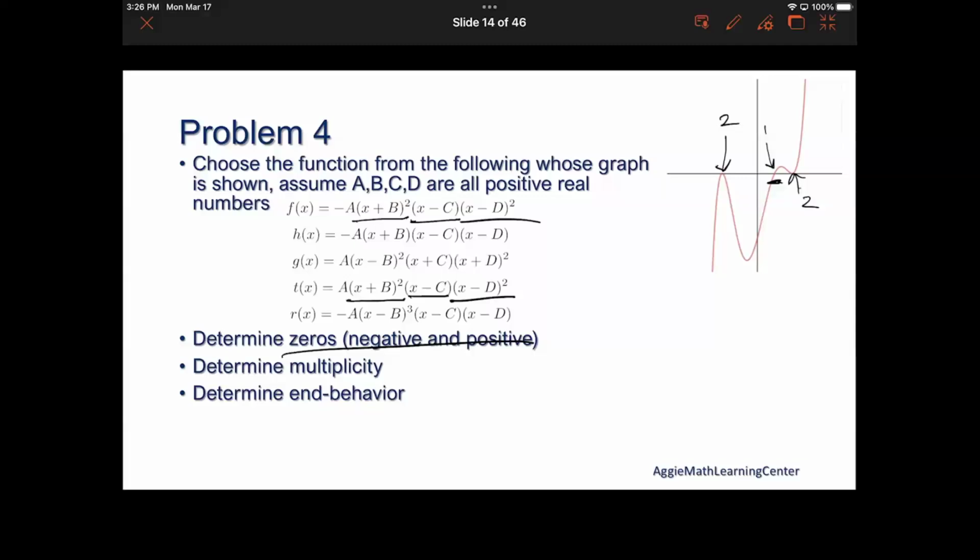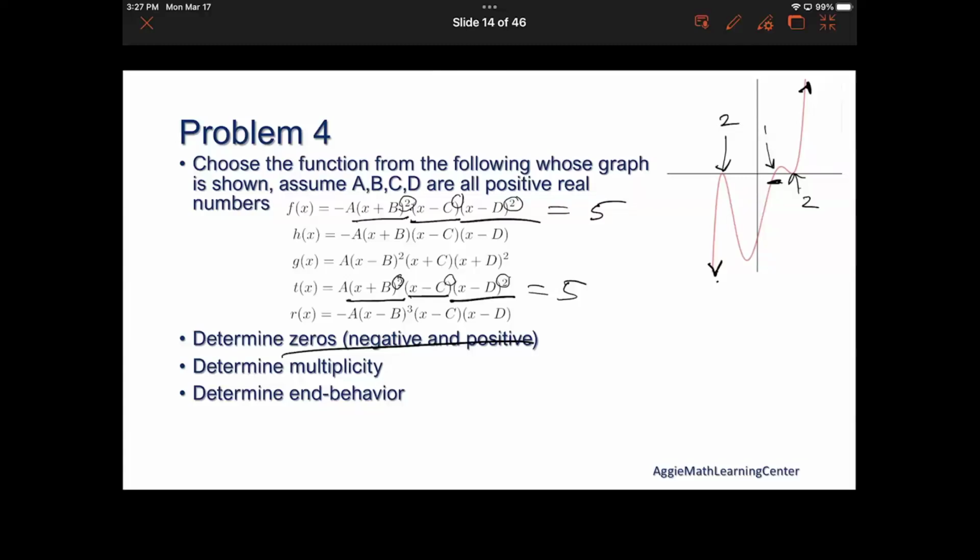And then we can determine the multiplicity of our entire equation. What we can do is just add all of our multiplicities together. So here we have 2, 2, and 1. That will give us a multiplicity of 5, because 2 plus 1 plus 2 is 5. Same thing down here. We have a 2, a 1, and a 2, giving us 5 as well. Both of those are odd, which means that we are going to have one endpoint going to negative infinity and one going to positive infinity.